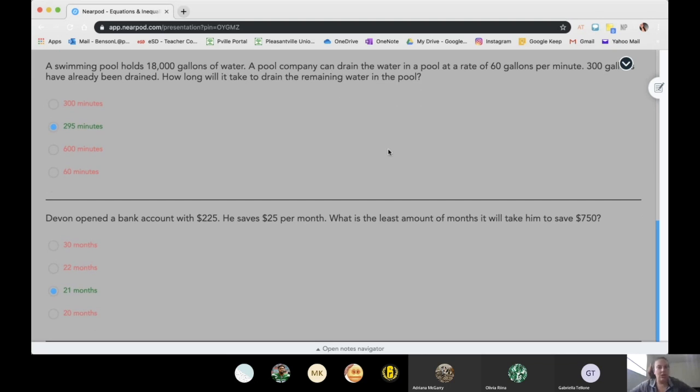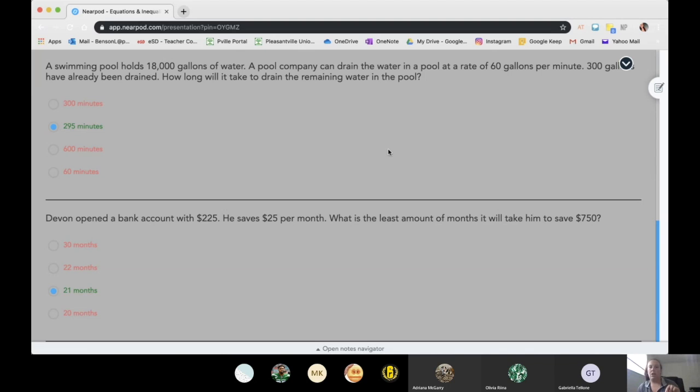And the last question says Devin opened a bank account with $225. What that means is they went to the bank and already deposited that $225. I know they don't use that word, but deposit is a very common math word. Deposit means to put money in. So they come into the bank, deposit $225 in their account to start, so they already start off with $225.